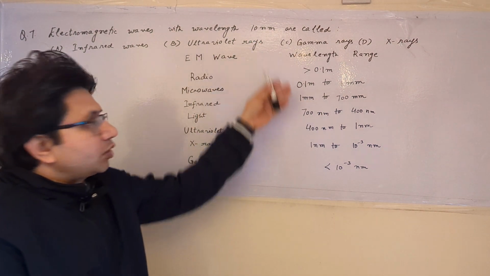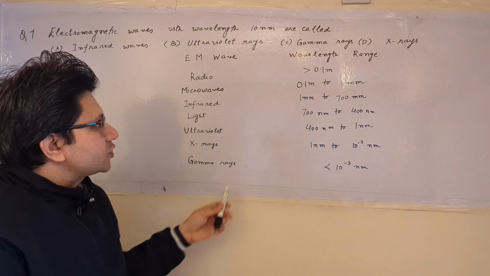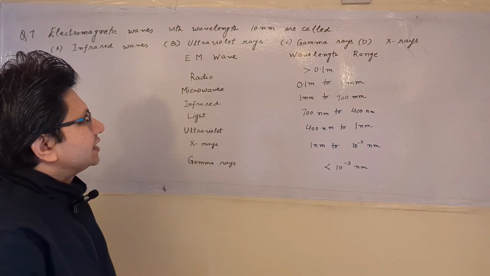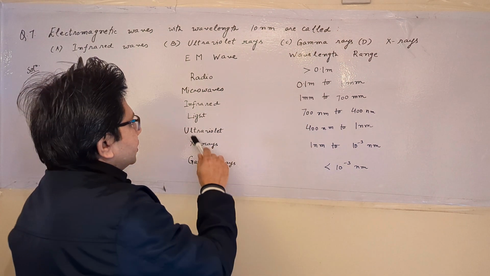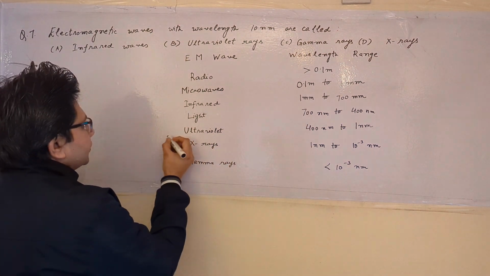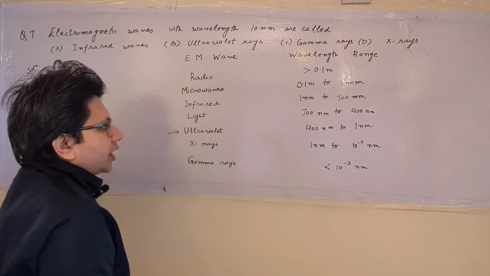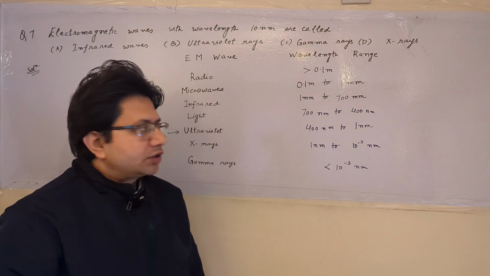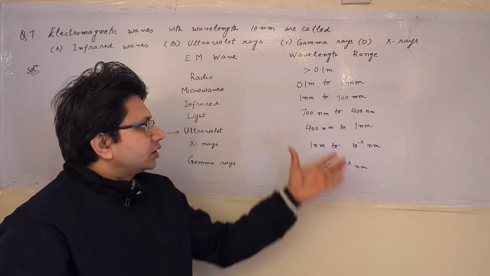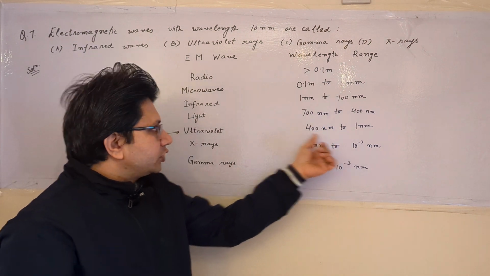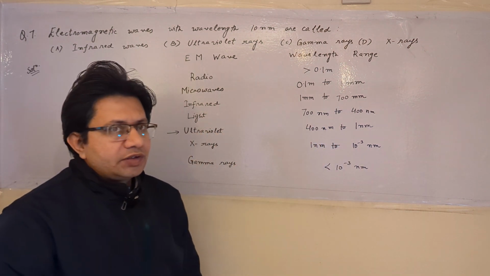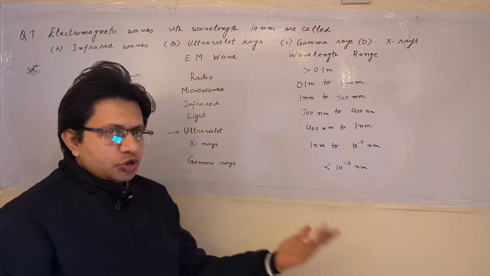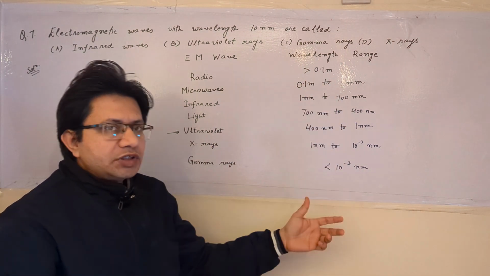So here is a table which shows different types of EM waves and their wavelength ranges. In this table we can easily see that 10 nanometer corresponds to the ultraviolet waves. Ultraviolet waves have the wavelength range of 400 nanometer to 1 nanometer. So 10 nanometer is a value of wavelength which lies in the ultraviolet range. Now we have to remember all the others, because in a question paper they may ask any of these.